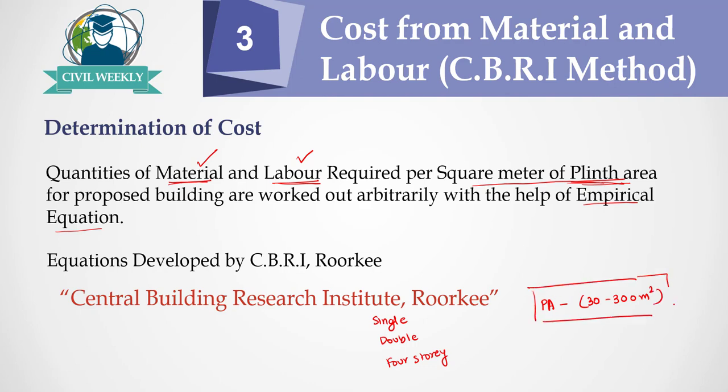So only if your plinth area ranges between 30 to 300 square meters, and the structure is a single story, double story or 4-story structure, can you use this CBRI method or these empirical equations. We will see one by one what these empirical equations are.